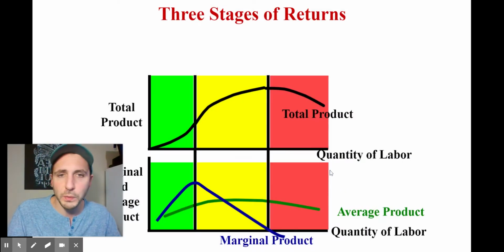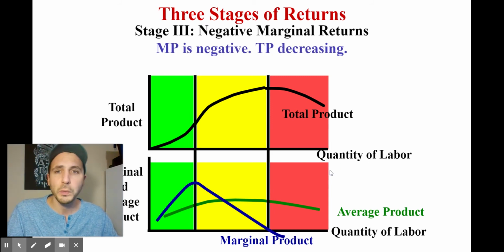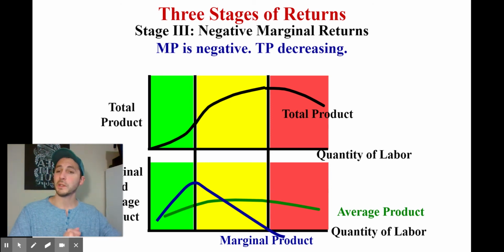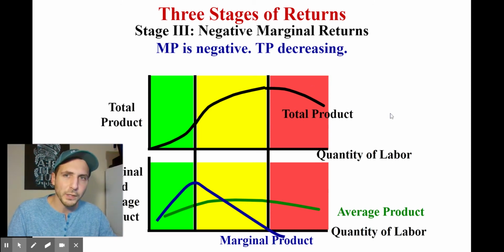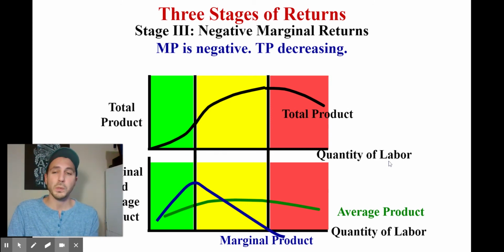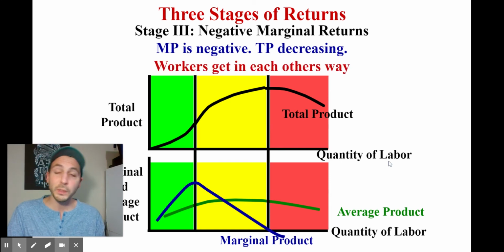My final stage of return is negative marginal returns. For negative marginal returns, marginal product is negative. This is where they're getting in each other's ways. They're having arguments, right? Things are bad. Marginal product is going to show up as negative or sub-zero at this point, and total product is going to be falling as a result. At this point, hiring that additional worker is actually making me produce fewer pizzas than I was before. And the reason is because the workers, or the variable inputs, are getting in each other's ways. They're gumming up the works. They're making it difficult to do what we did before we hired those workers.